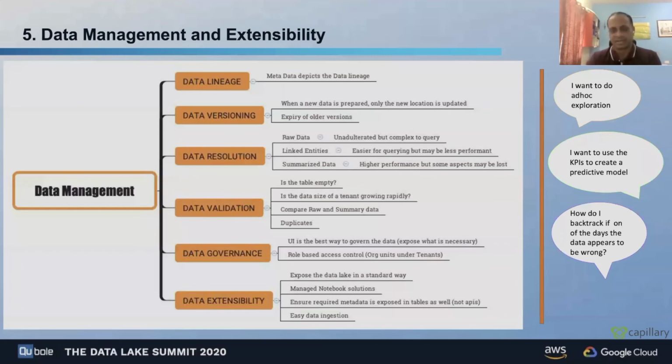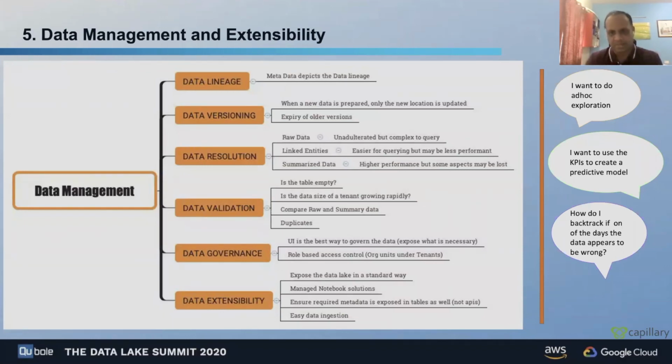Data resolution. This is super important for various stakeholders. Some stakeholders would want access to the raw data because they are actually validating something on the raw data. Some users would be interested in working on the summarized data, and some could be something in between, working on linked entities. An example of a linked entity: let's say you have campaign facts, where your campaign messages are going out, and then you have transactions being made by users. Those are two fact tables which you link so that it is easier for the end user to query.